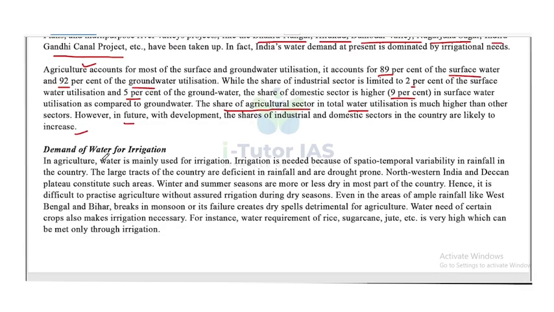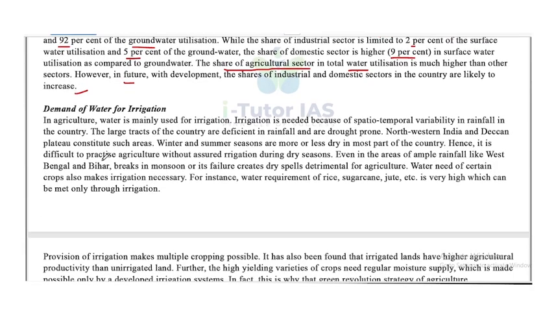Now, demand of water for irrigation. In agriculture, water is mainly used for irrigation. Irrigation is needed because of spatio-temporal variability in rainfall in the country. The large tracts of the country are deficient in rainfall and are drought prone. Northwestern India and the Deccan Plateau constitute such areas.